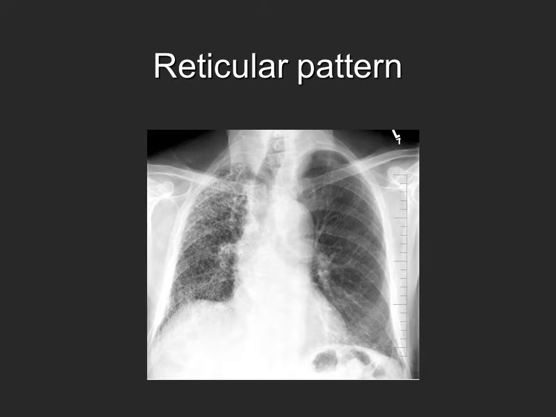This is a chest X-ray of a reticular pattern of interstitial disease of the right lung. The reticular pattern has the appearance of thin, well-defined linear densities in a net-like arrangement. This pattern represents the presence of fluid density material in the interstitium, for example, inflammatory fluid.